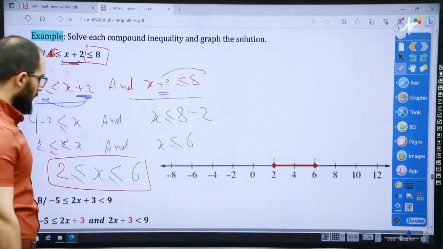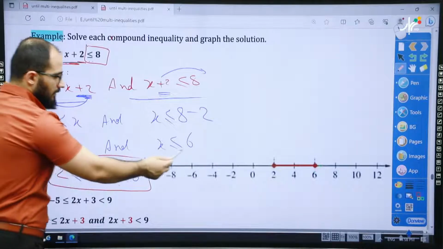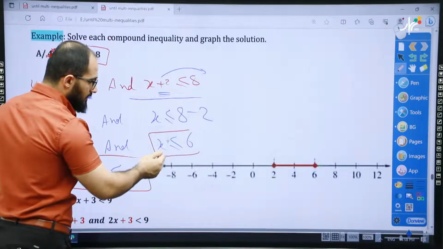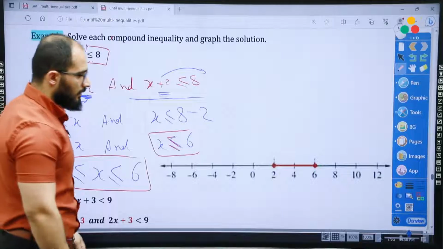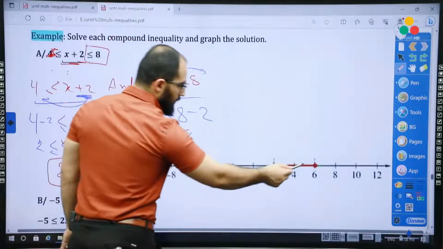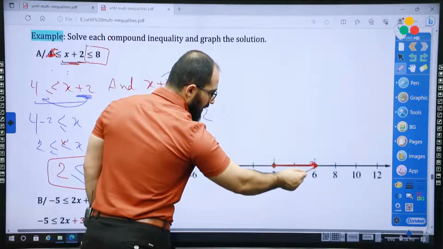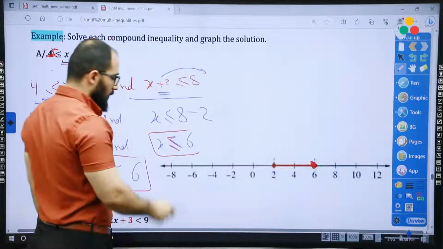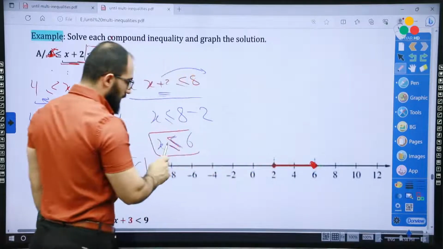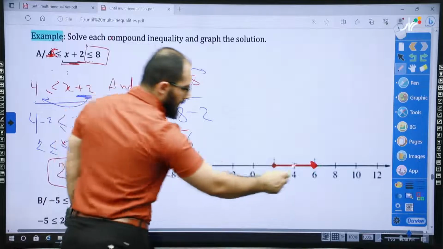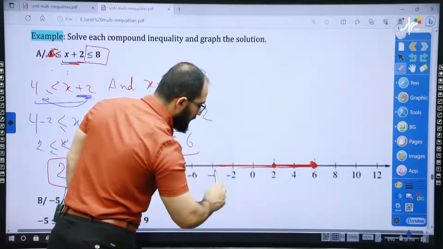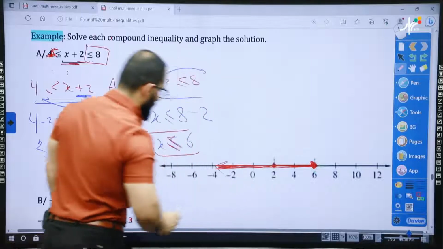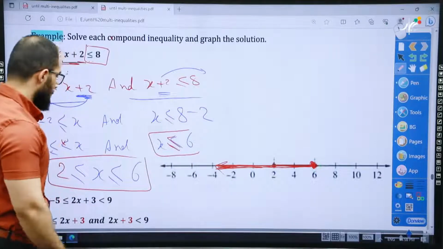Then for drawing the graph, let's graph the first part. X less than or equal to 6. So this is the first step. Try to mark the number. Okay. Then we are going to fill it because we have equal. Then it goes to the left side. Why does it go to the left side? Because x is less than 6.